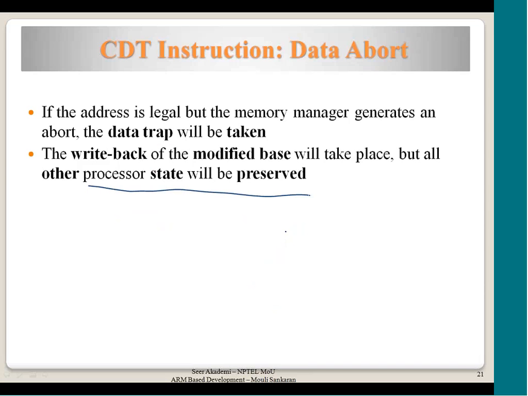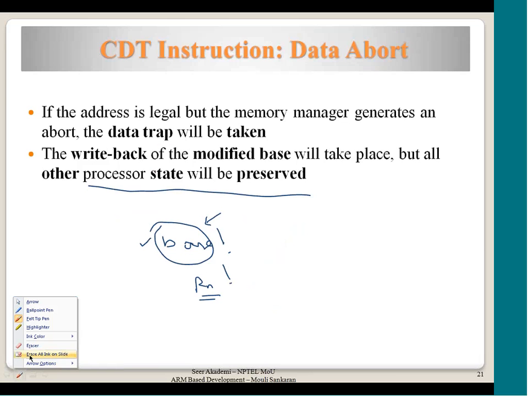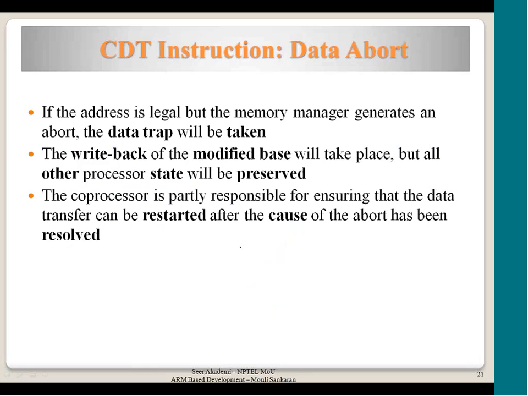So, suppose write back is mentioned in the base register. Then the write back value will be written into the register. Suppose Rn with a hash is given, then the base register will be written with the write back value if an abort happens. After writing the value, the abort is very specific to the abort handler, how you write the abort handler for the coprocessor.